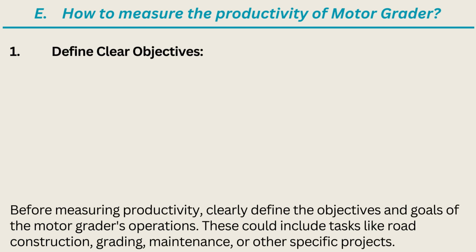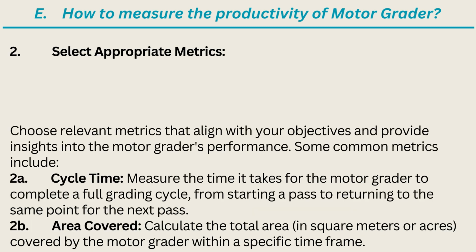1. Define clear objectives. Before measuring productivity, clearly define the objectives and goals of the motor grader's operations. These could include tasks like road construction, grading, maintenance, or other specific projects. 2. Select appropriate metrics. Choose relevant metrics that align with your objectives and provide insights into the motor grader's performance.